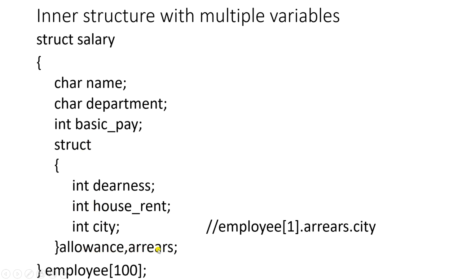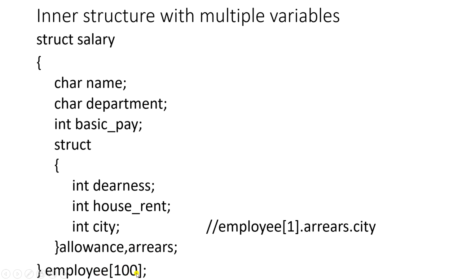And if I want to access the element of arrear, that is house rent. Both these variables have three elements: dearness, house rent and city. I want to access the element house rent of arrear. How will I access it? So again, outer structure variable name employee. Since this is an array, you should know the index number. So if you want to check the arrears of the first employee, then the index should be employee 0.